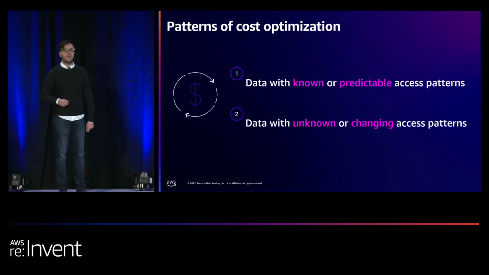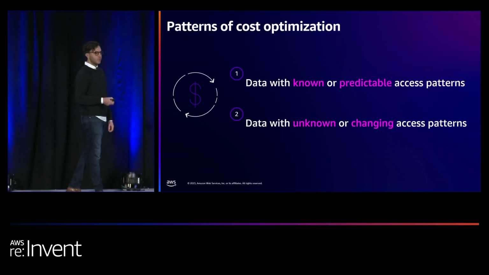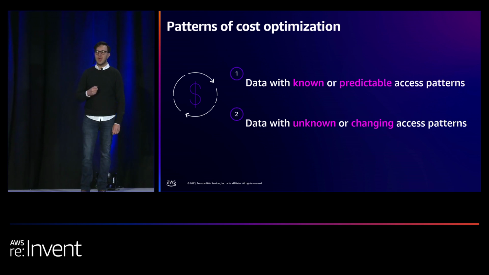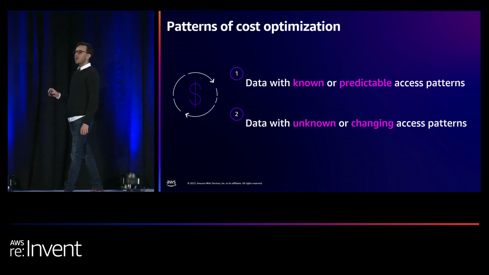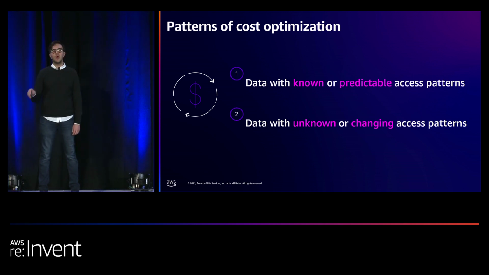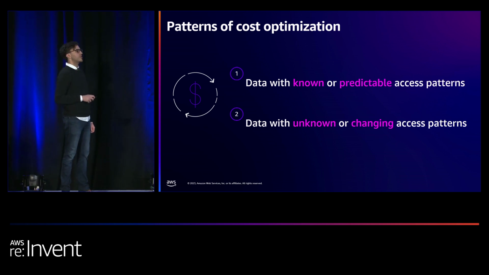Let's talk about storage classes, which are optimized for different data access patterns. Storage classes are how you store your data in Amazon S3. Before you choose a storage class, you do want to identify whether you have data with known or predictable access patterns or data with unknown, changing, or unpredictable access patterns.